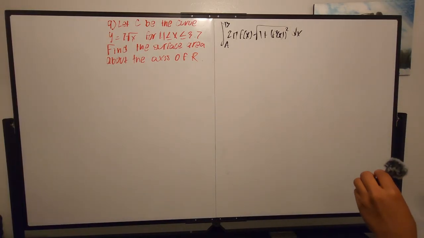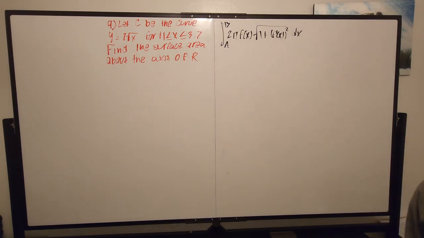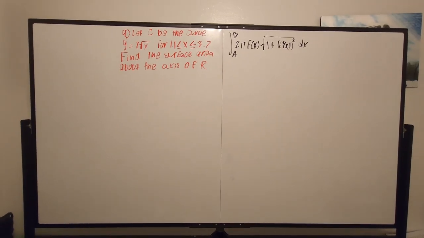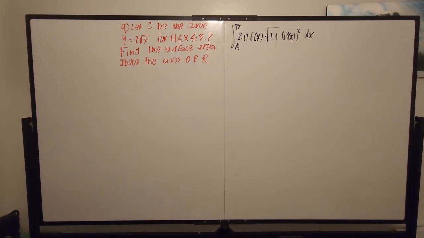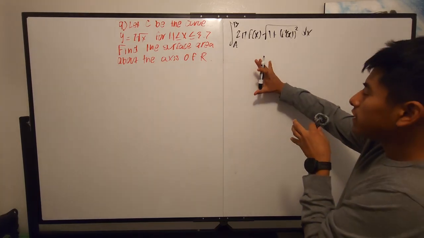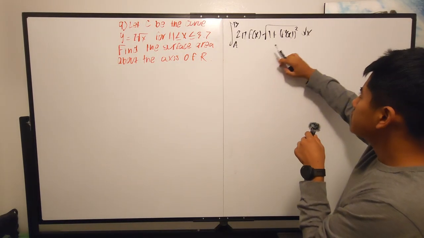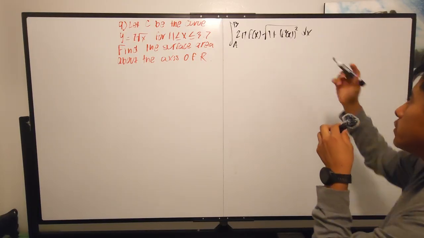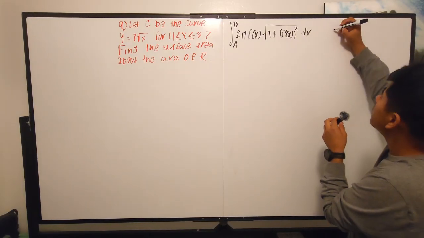Alright, so the next problem says let C be the curve y equals 7 square root of x for 1.1 to 3.7. Find the surface area over the axis of R. So I already have the surface area formula set up here, so we're just gonna find everything that we need. We know f of x, we know our bounds, but we don't know f prime of x. So let's go ahead and find that.